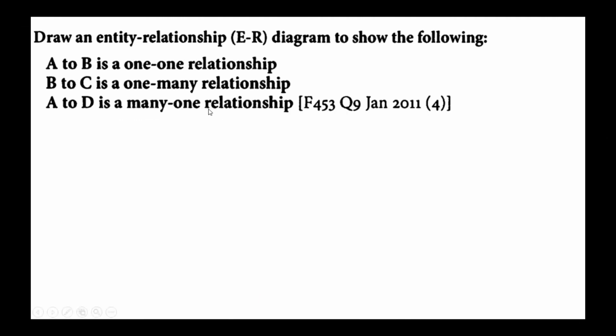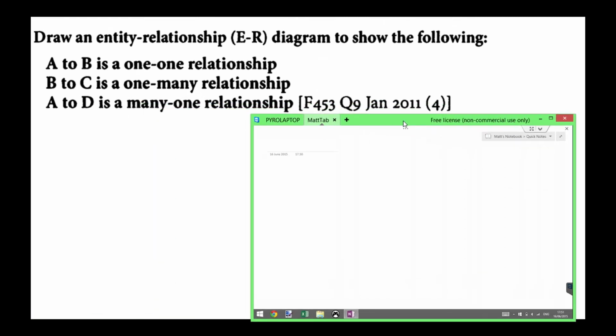Another drawing question. Draw an entity relationship diagram to show the following. A to B is 1 to 1, B to C is 1 to many, A to D is many to 1. So let's bring this back up. I'm just going to put A here.